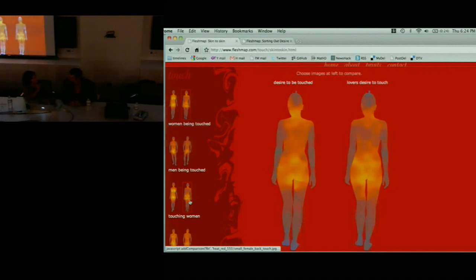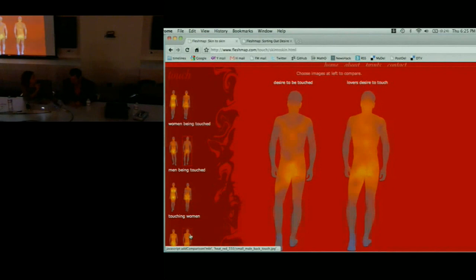So you can see that you have areas of difference there. The main area that's different is the nape, the back of the neck, right? And it turns out that women are much more interested in being touched there than their lovers seem to realize. So keep that in mind. For some reason, we were expecting a lot of interest on the feet. Not so much. And you can start playing these games with all different kinds of combinations.